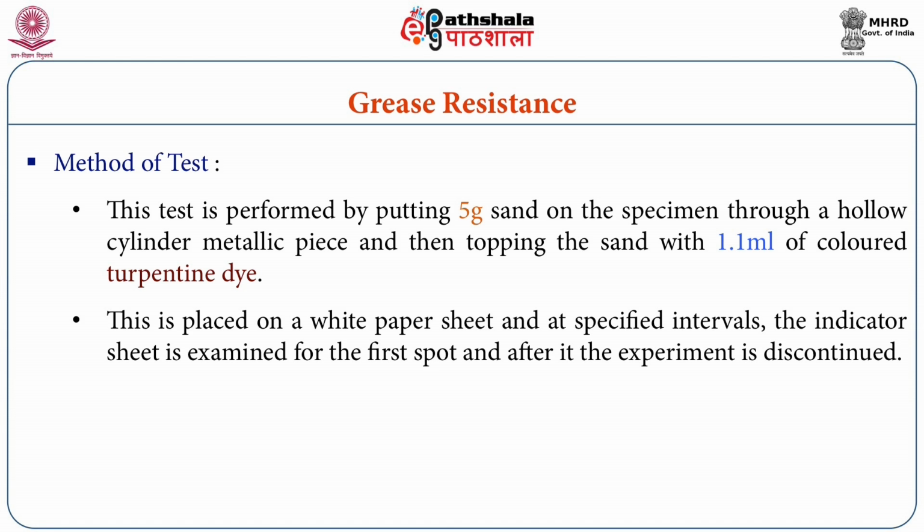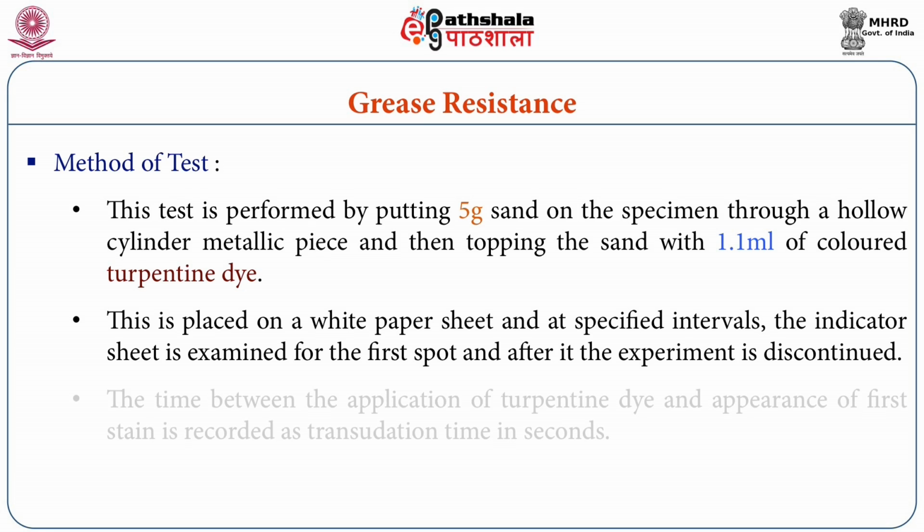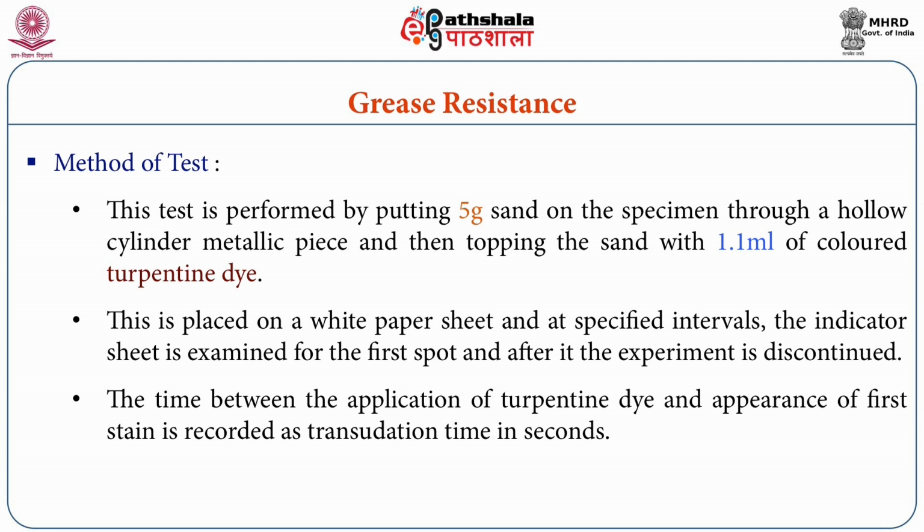This is placed on a white paper sheet and observed at specified intervals. The indicator sheet is examined for the first spot and after it the experiment is discontinued. The time between the application of turpentine dye and the appearance of the first stain is recorded as penetration time in seconds.